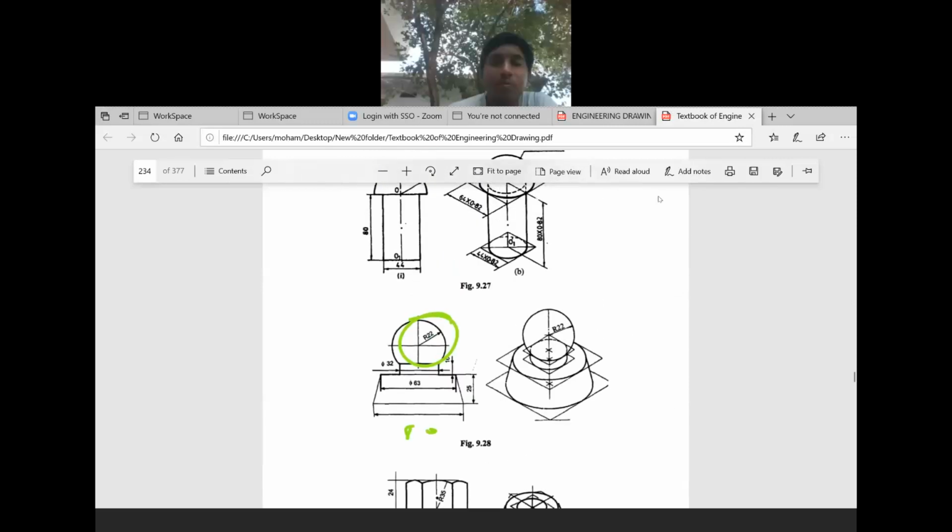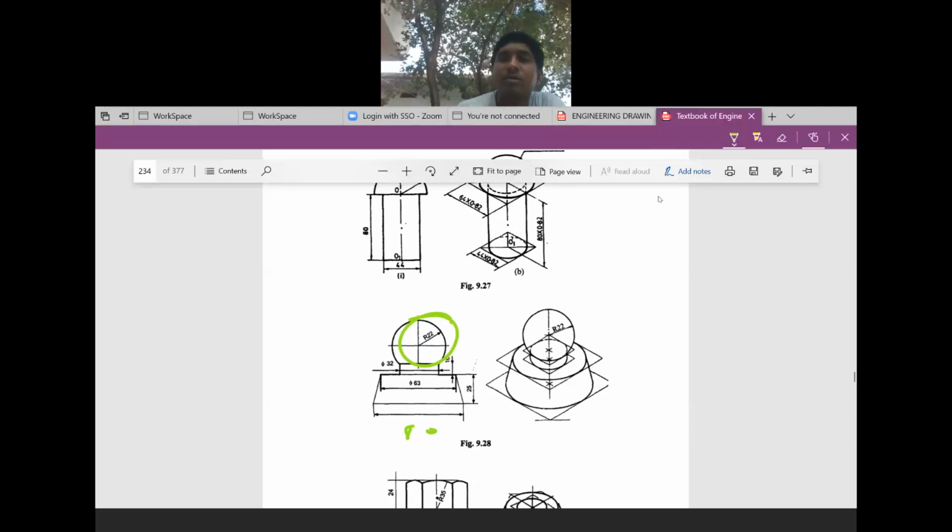Okay, here I am going to explain this problem. Here he has given one frustum of a cylinder. He has given bottom diameter is 80 here. Now, is it visible? This bottom diameter is 80. The top diameter here is 60.